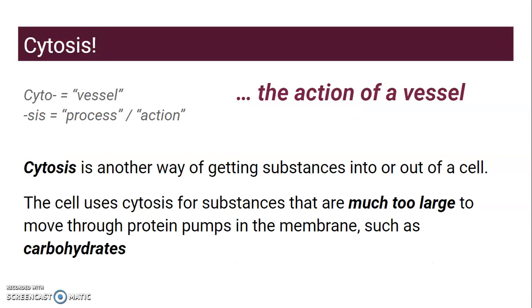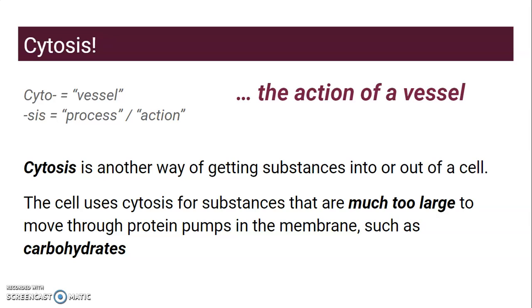So cyto, I always like to look at the etymology of biology words because they always make a lot of sense and, in my opinion, they make them a lot easier to remember. So cyto, we're usually talking about a vessel or a container. So cytoplasm, for example, is a container of jelly, plasm being a jelly substance. And cis is often a suffix we have on words that are to do with a process taking place or an action. So cytosis being the action of a vessel, and that's essentially what it is.